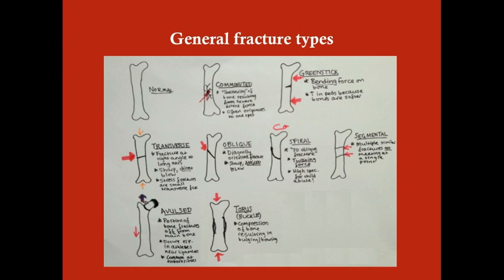So, some general fracture types. We'll talk about transverse, oblique, spiral, and avulsed. Those are what you could call the non-complex fractures, in as much as they only involve one line of fracture. And then the segmental and comminuted fractures. Those are fractures that involve multiple lines of fracture. And then the torus and greenstick fractures are a little bit of outliers.